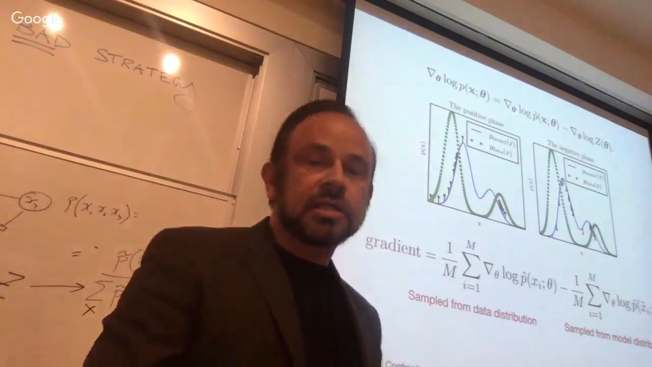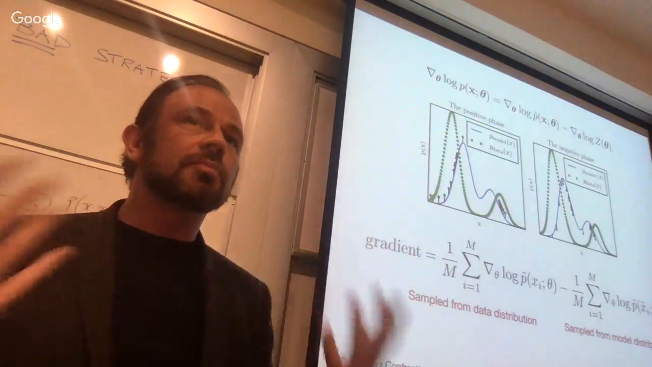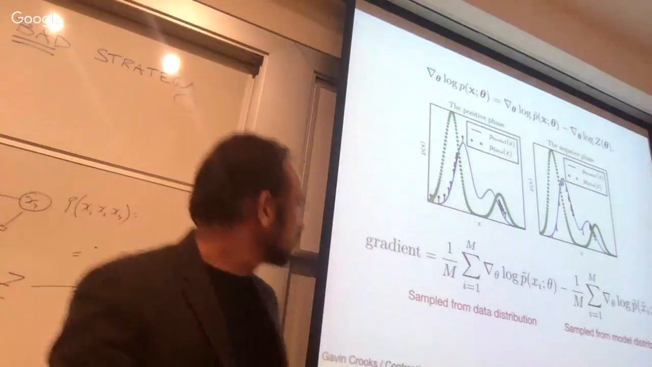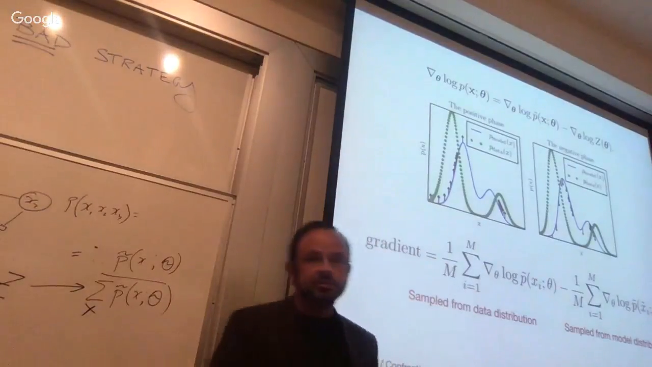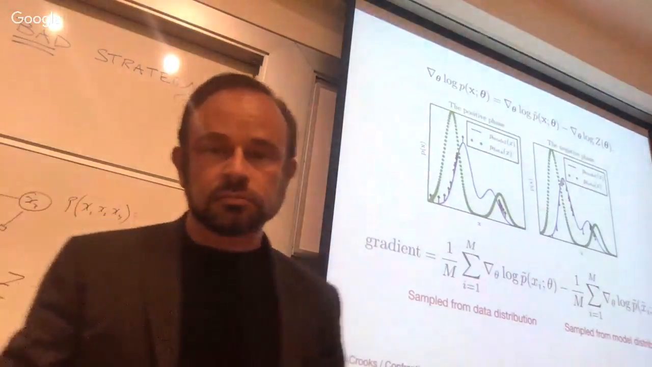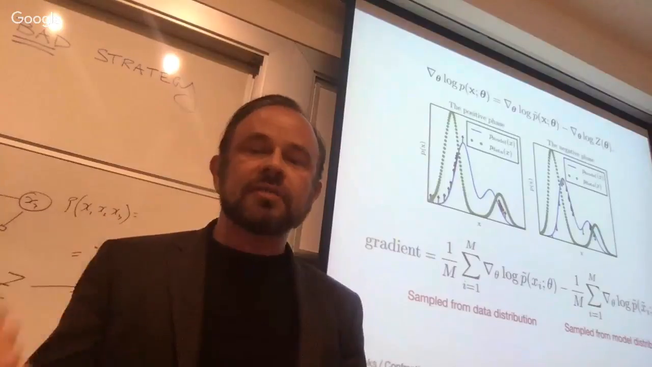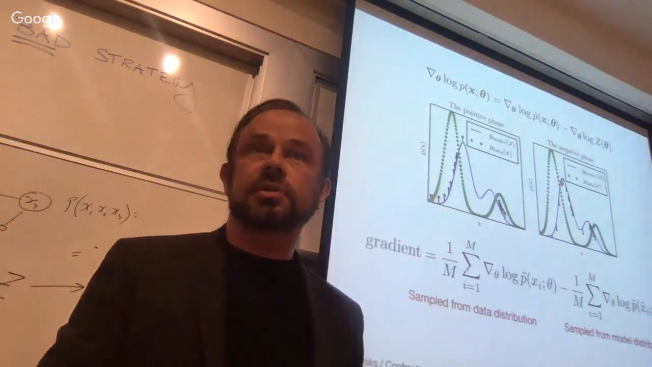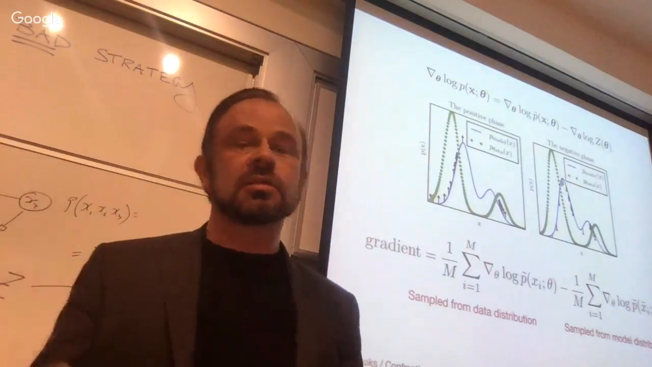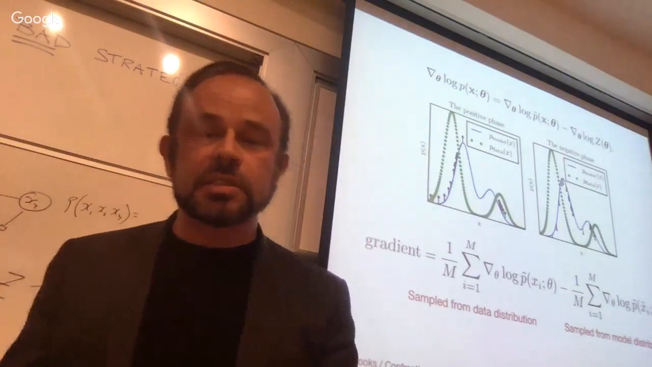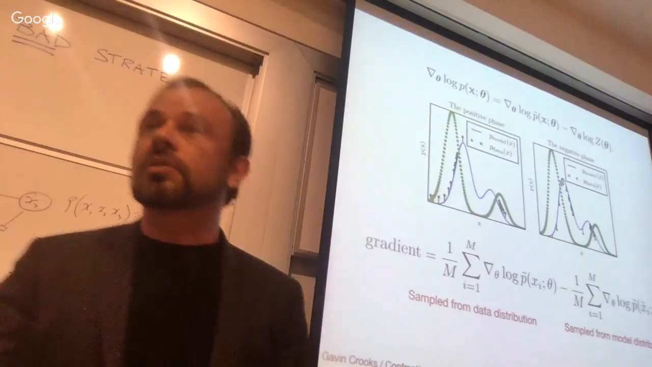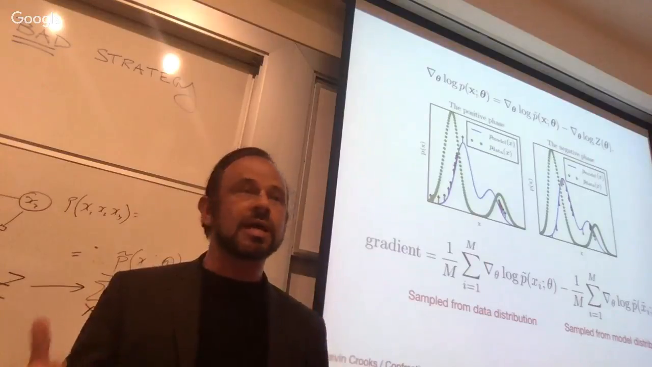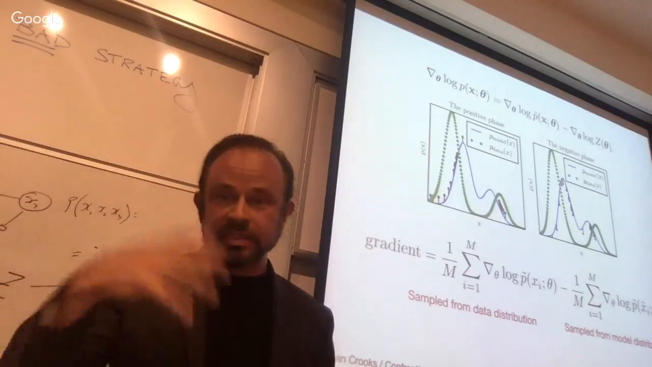So the gradient, if we're going to do this in a stochastic way, we're going to sample a mini batch of M samples from our data distribution. In principle, this first part is easy to evaluate. But then for the second part, I'm actually sampling from the model distribution. So whatever my current fixed parameters are, I really want to sample from this model distribution, so I'm going to do that with a Monte Carlo method.